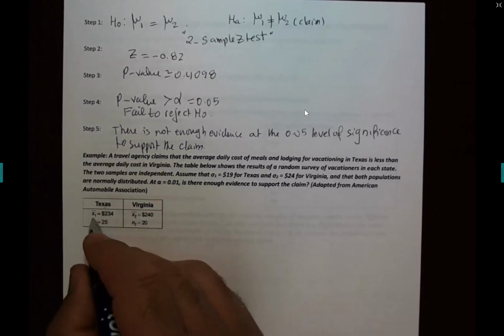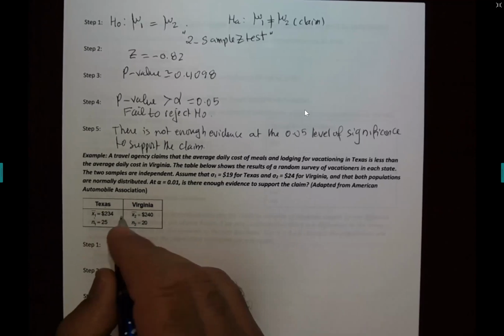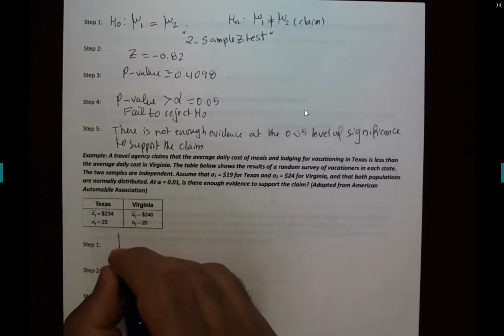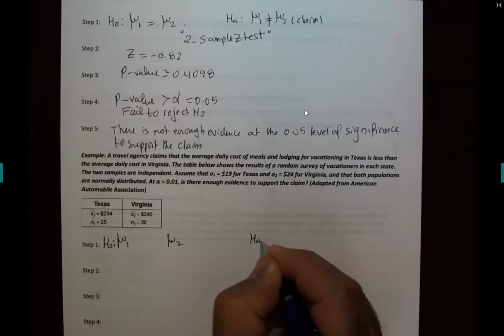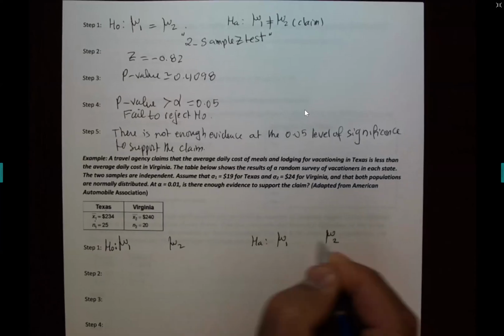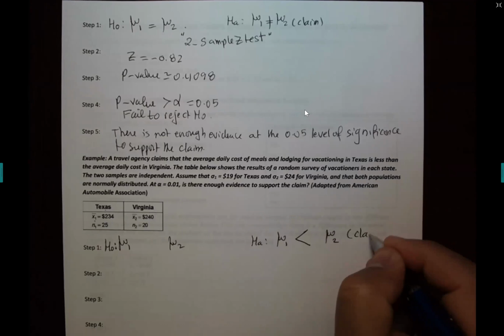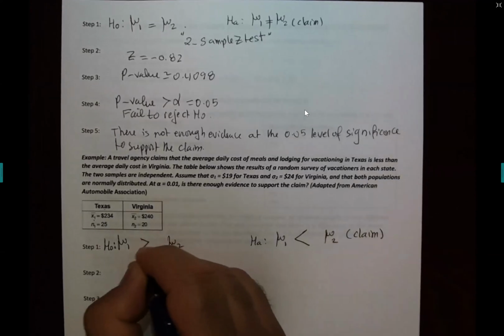Example 2. A travel agency claimed that the average daily cost of meals and lodging for vacationing in Texas is less than the average daily cost in Virginia. So would you guys agree with me if I state, okay, Texas is labeled as 1 and Virginia is labeled as 2. Would you guys agree with me if I state them like that? This is H0. This is HA. Okay, he says Texas is less than Virginia. This is the claim. And this is greater than or equal to.